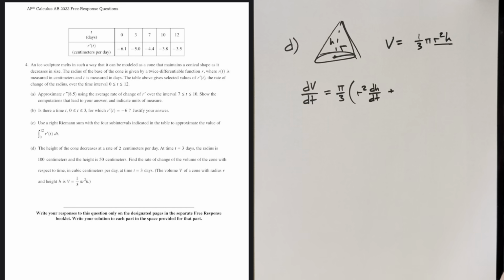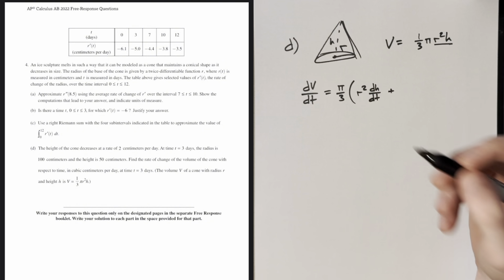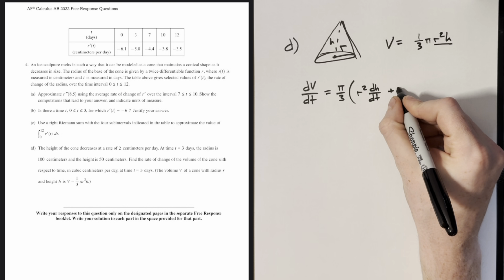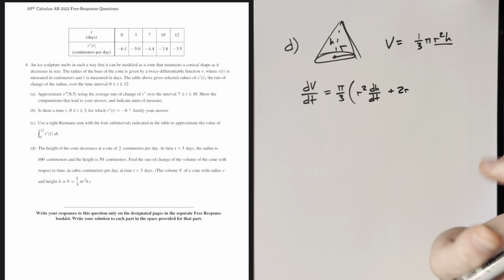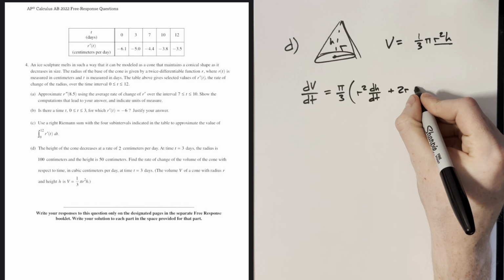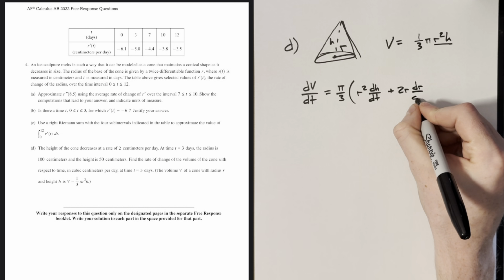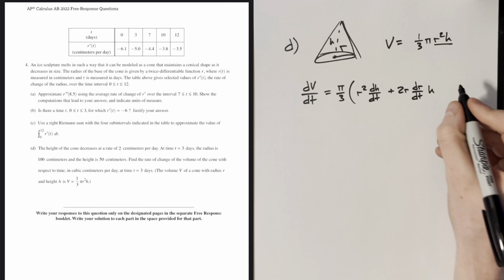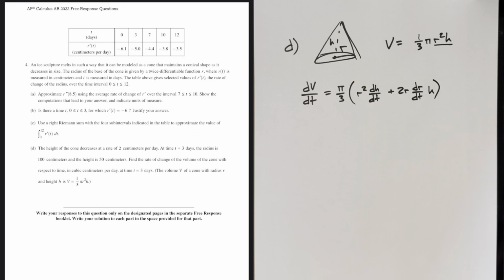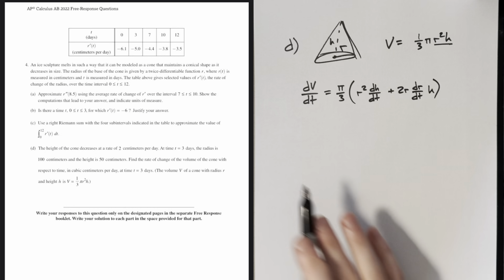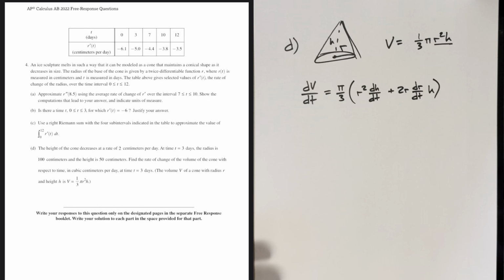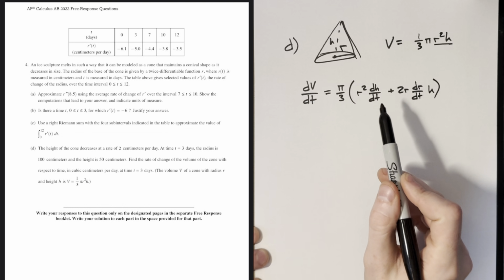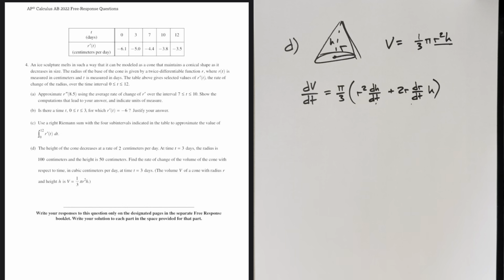The second half of the product rule is the derivative of the first term, which would be 2r, but we have to be careful, we're taking it with respect to time. So it's 2r dr/dt times my second term, which is just h. So this is my whole setup, and now I see my rates: dV/dt, dh/dt, dr/dt.